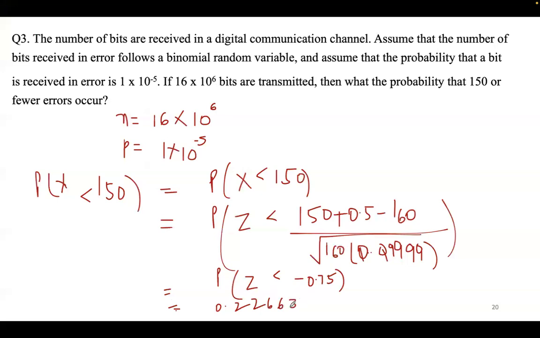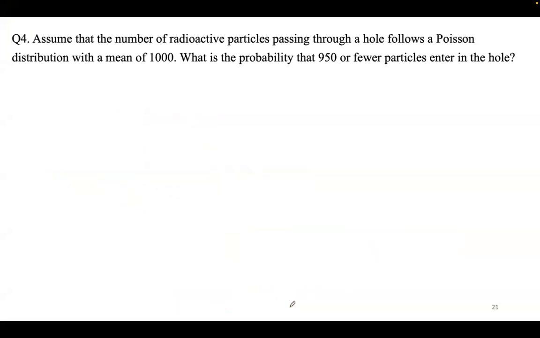0.2263. Again, you don't have to go into so many decimal places. 0.23 is enough. All right, that's that. Then just like we did for binomial, now we have a Poisson distribution with a mean of 1000. So lambda in this case is 1000, right? So probability that 950 or fewer particles enter the hole. So X has to be less than 950.